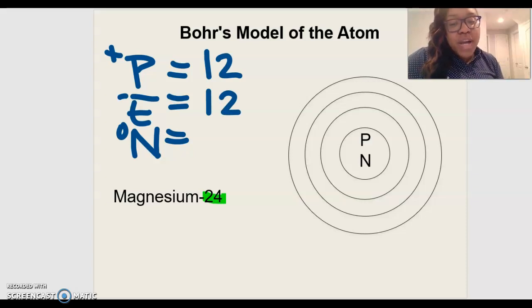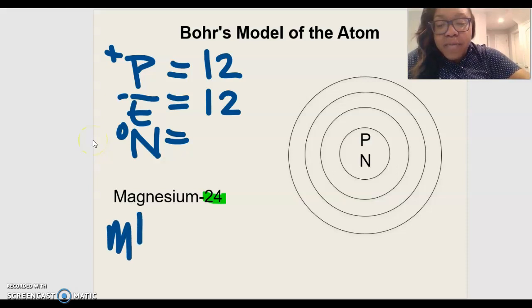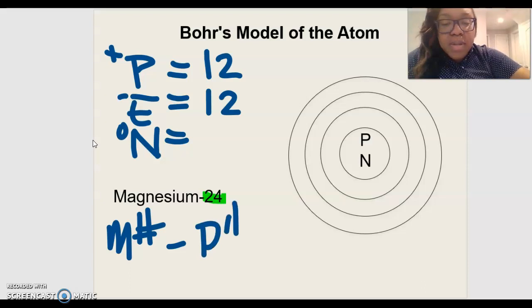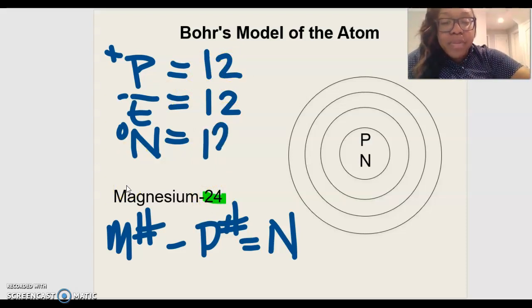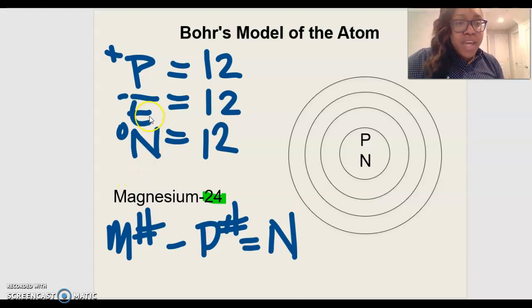Now, in order for us to find out our number of neutrons, we have to do mass number minus the protons, or our atomic number, which would then give us our number of neutrons. So our mass number is 24, number of protons is 12, so 24 minus 12 will then give us 12. All right? So now that we have the amounts for each subatomic particle, protons are 12, electrons are 12, and neutrons are 12, let's fill our diagram.